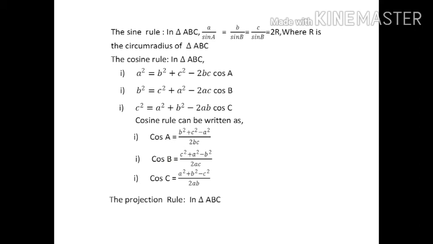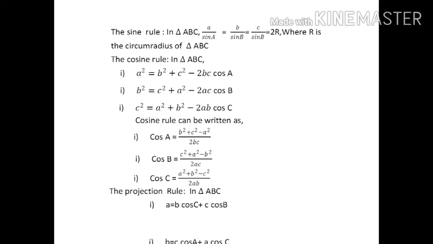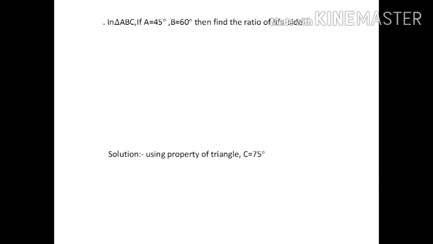Now the projection rule in triangle ABC: a is equal to b cos C plus c cos B. Second one, b is equal to c cos A plus a cos C. Third one, c is equal to a cos B plus b cos A.